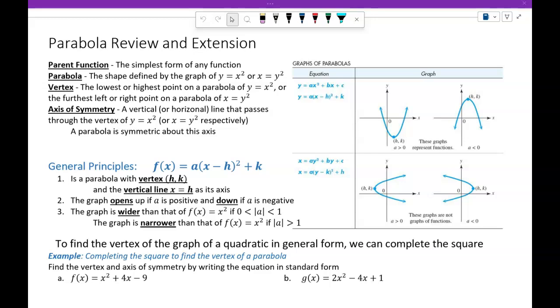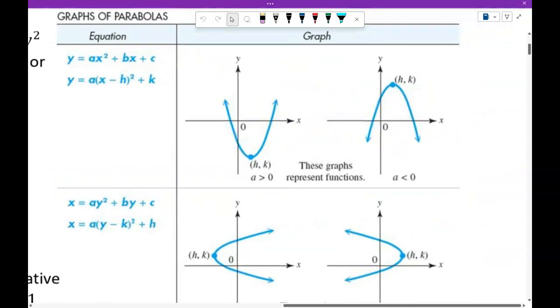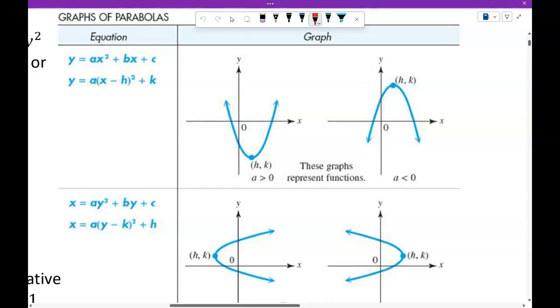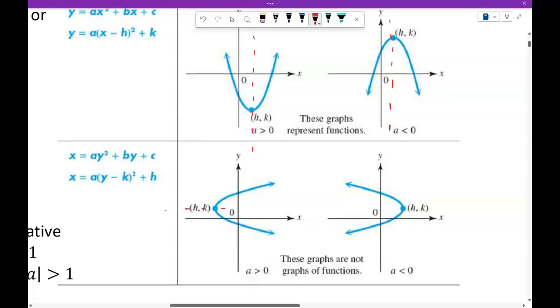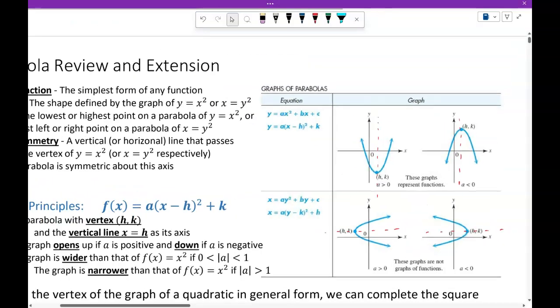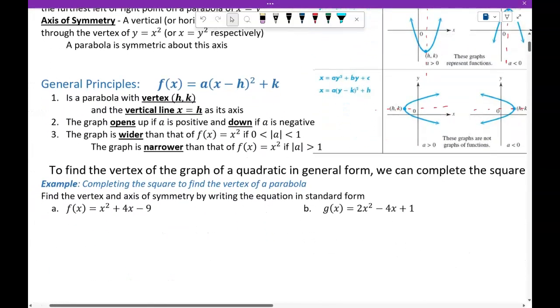Axis of symmetry is going to be a vertical or horizontal line that passes directly through the vertex of the parabola. So when we look at a vertical parabola, we'll find that the axis of symmetry passes vertically through the vertex, giving us that symmetry or that mirror image across the parabola. On a horizontal parabola that opens left or right, the axis of symmetry will pass horizontally through the vertex. We're going to start by reviewing our standard vertical parabola.